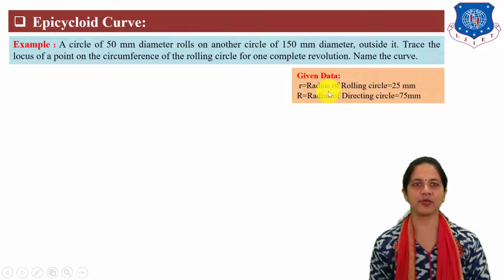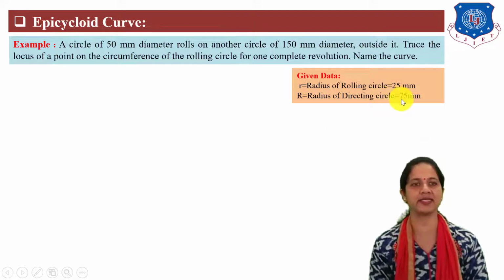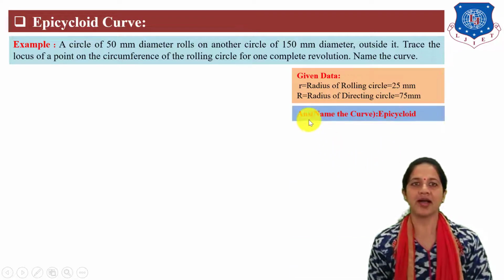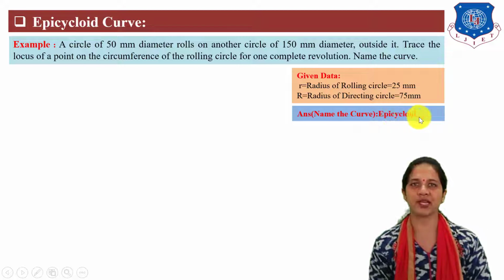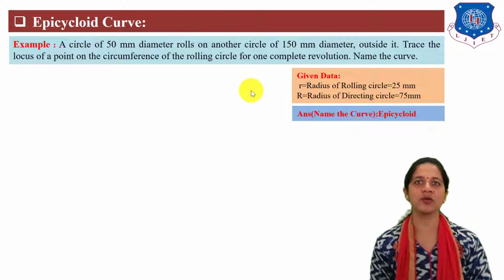Small r is equal to radius of rolling circle is equal to 25 mm. Capital R is equal to radius of directing circle is equal to 75 mm. Answer: name of the curve is epicycloid, because as per the given data, the rolling circle rolls outside the other circle, so it is an epicycloid.